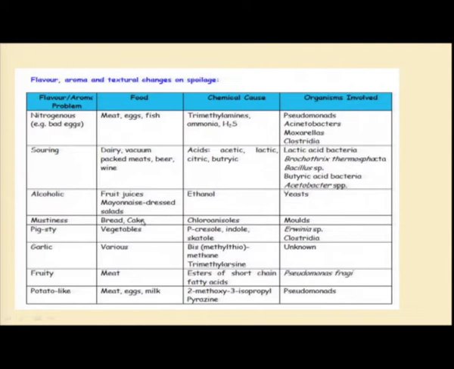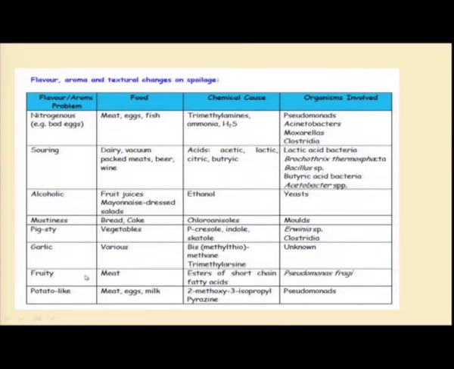Bread, cake, etc. can have mustiness. This is produced by molds. Then vegetables can develop cresol, indole, and skatole. This is mainly because of the presence of Erwinia and Clostridia. Then various types of food can have a garlicky smell, for example, from the production of trimethylamine, etc. The causative organisms are unknown here.